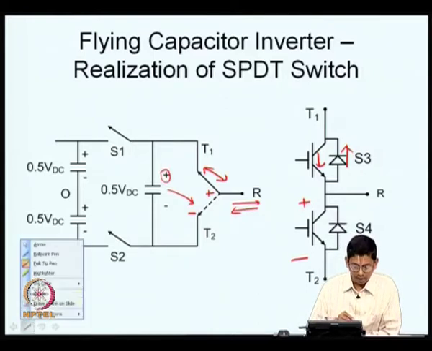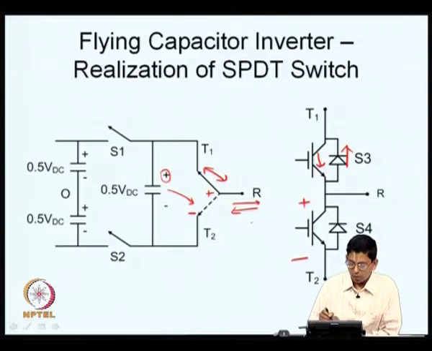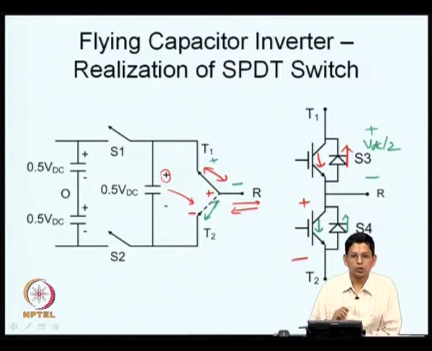On the other hand, let us say you have pole connected to throw T2. If pole is connected to throw T2, then between P and T2, you need a bidirectional current carrying capability. So, that is what you have now. So, when pole is connected to throw T2, then the top throw is positive now with respect to the bottom throw, and it is blocking a potential equal to VDC by 2. So, this is what you have now.